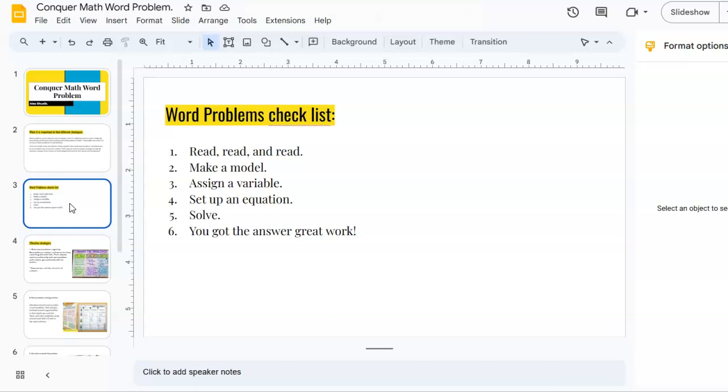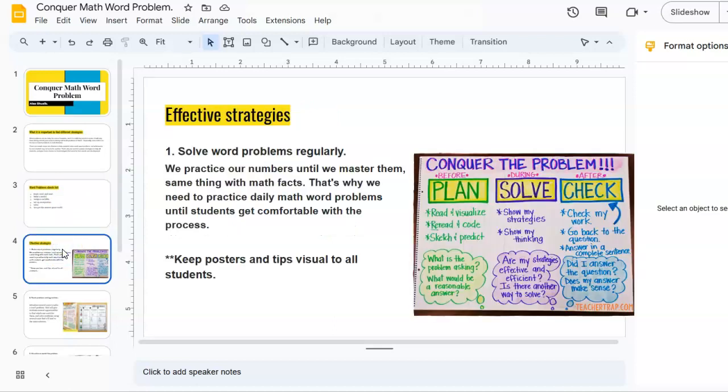Now, find the math fact that you need to use. Is it addition, subtraction, division, multiplication? Solve it. Voila, you got the answer. But I'm sure it's not that easy for many students. So let's see some effective strategies they can use.